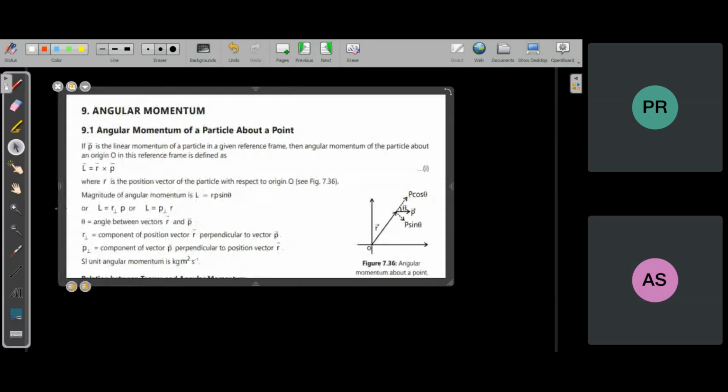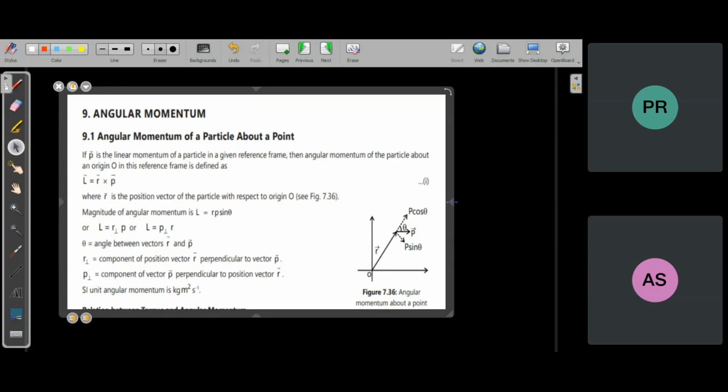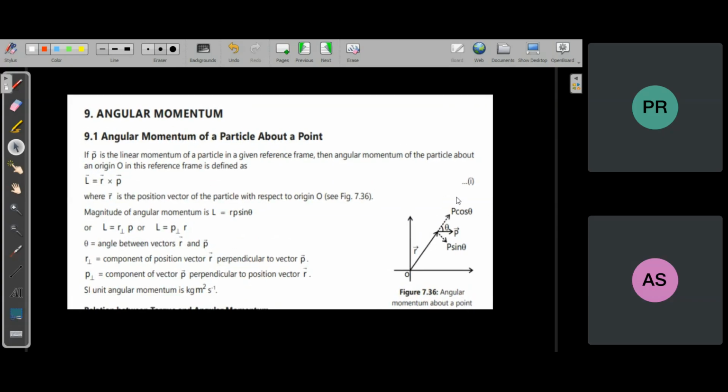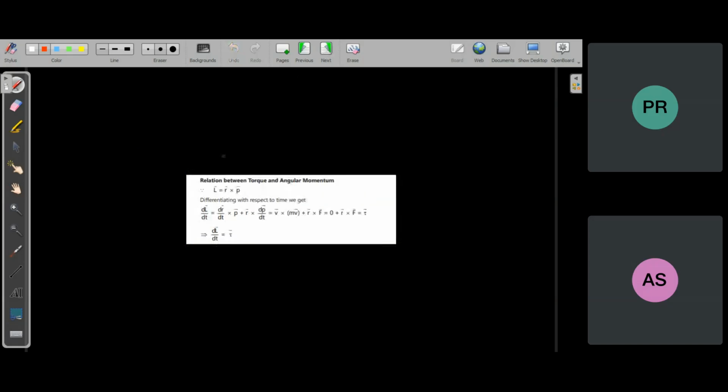So in the last class we discussed this topic. This was the last topic: angular momentum of a single particle about a point. Is this clear? Yes, sir, it is clear. You can find angular momentum of a particle about a point, and that is given by this formula: r vector cross p vector, where p vector is the linear momentum of the particle.